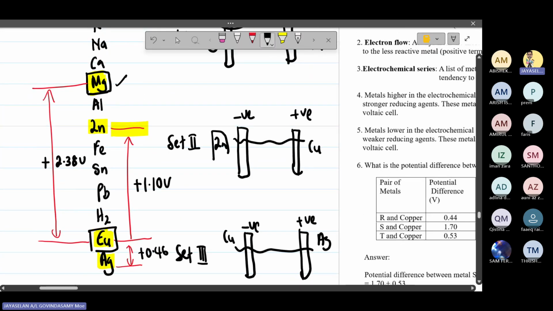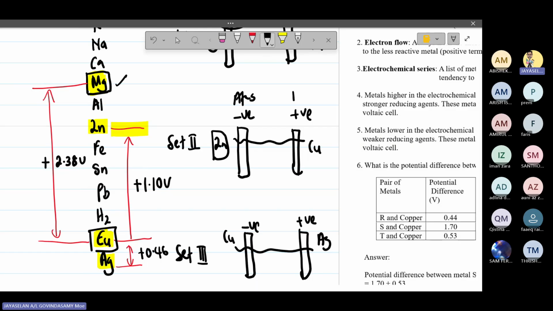Untuk set 2, zinc negatif atas, copper ni positif bawah. So what is this lah? So I don't understand. You see the zinc atas, copper bawah. Nampak? Untuk ni pula negatif atas, positif bawah. Positif bawah. So copper atas, nampak atas, silver bawah. You must memorize this. Any question?